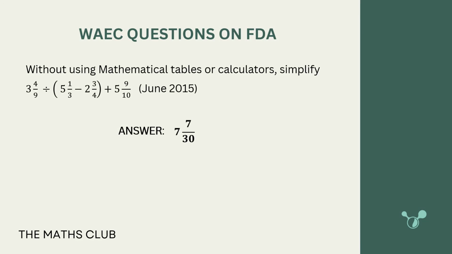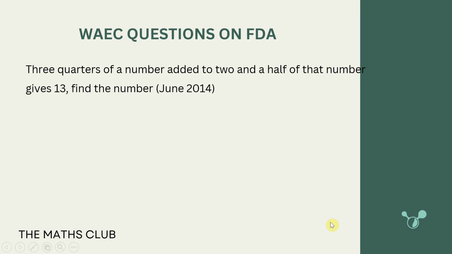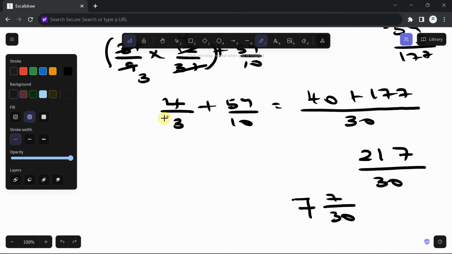And that's what we have here. So this question is a word problem. It says 3/4 of a number is added to 2.5 of that number gives 13. Find the number. Right? Remember what we said.